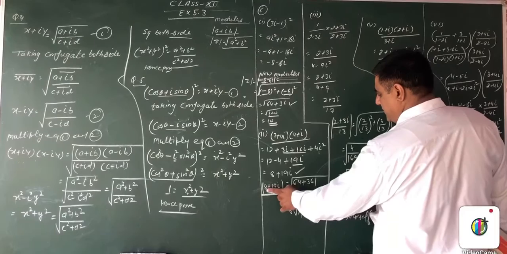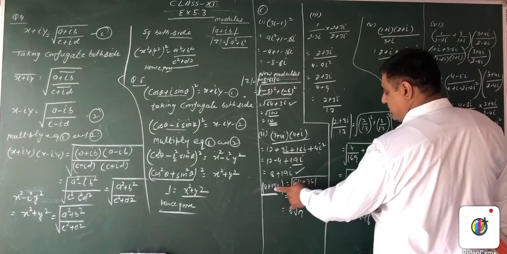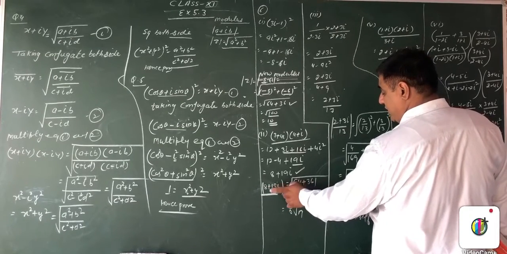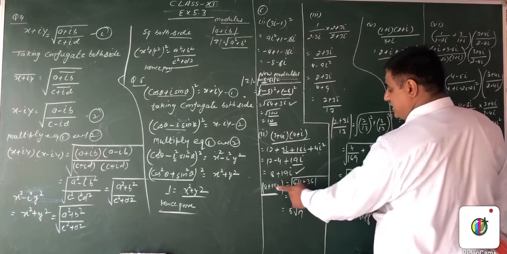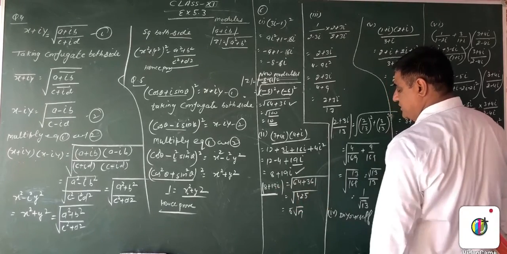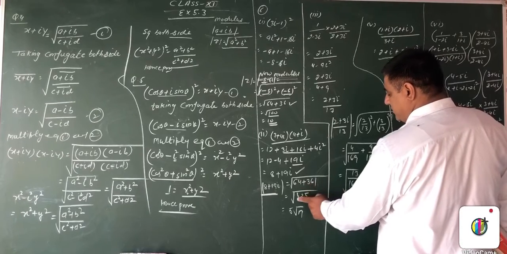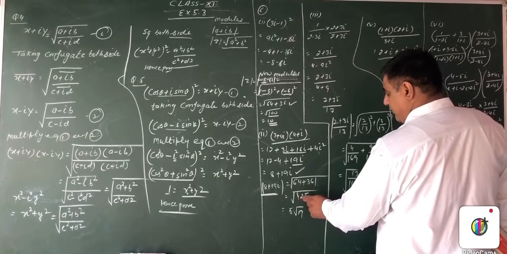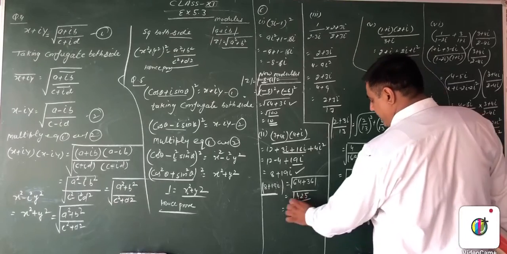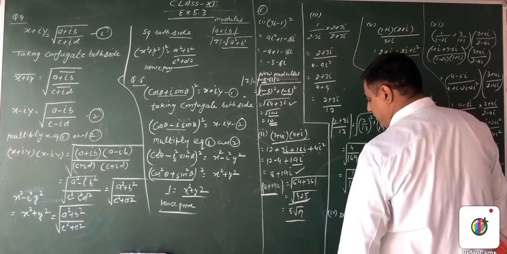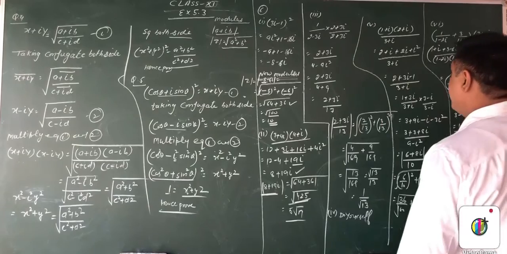Here the real part is 8. 8 square is 64. Imaginary part is 19, not including iota, only real numbers. It means 19 square is 361. Now we add these two numbers. We get 425 under the square root. We factorize these terms and find the value 5 square root 17.